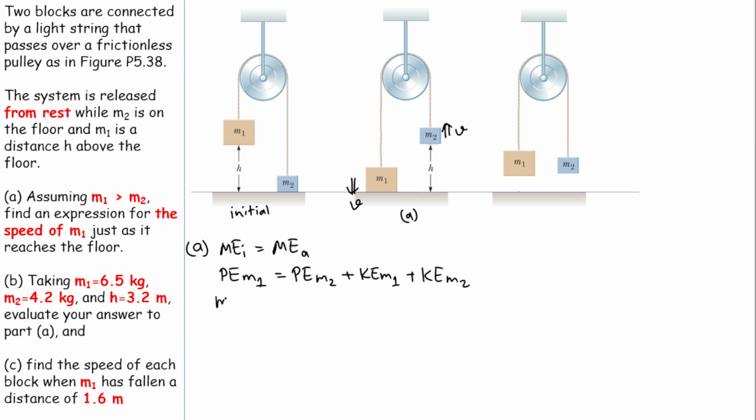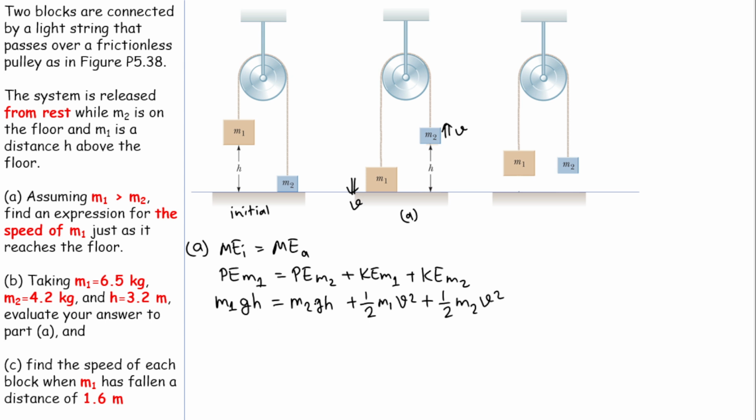So we will have M1 multiplied by g and then multiplied by h. And then for the potential energy of M2, we will have M2 also multiplied by gh. And then plus we will have 1/2 M1, and the speed is V squared. And then plus 1/2 M2 multiplied by V squared, right?